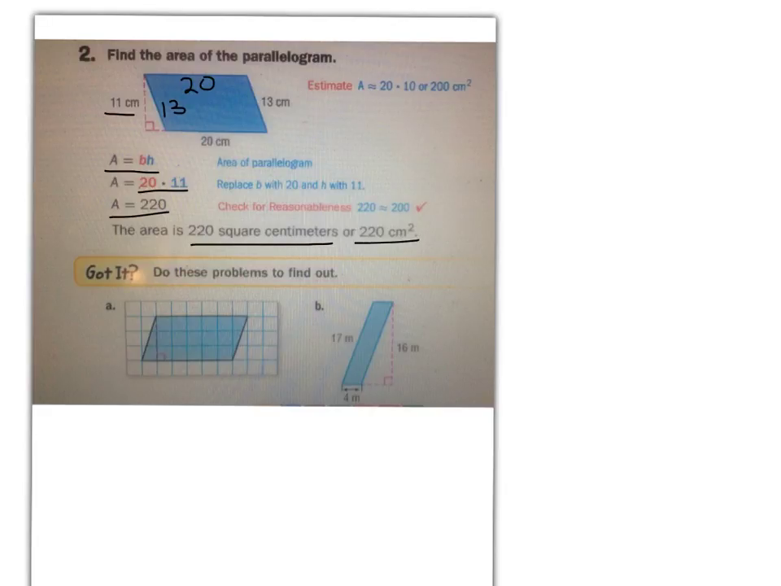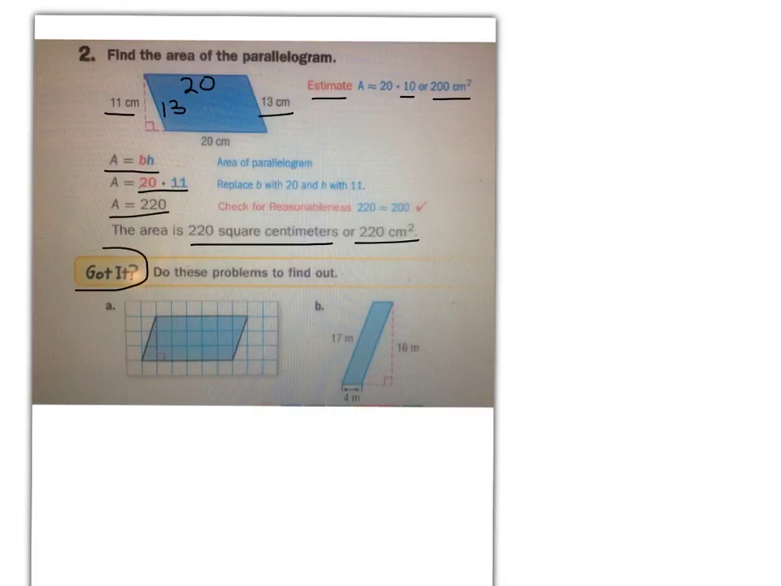Okay, one thing that you'll notice is that they did do an estimate ahead of time. That is always a good idea. When you do an estimate, you should round one of the numbers to a close, easy multiplier. So what they did is they took 20 and multiplied it by 10. They changed the 13 to a 10, just to make it easy multiplication we can do in our head. That gives us 200 square centimeters. If our answer is close to 200 centimeters, that means that we did a good job and we got 220, which means we're most likely correct.